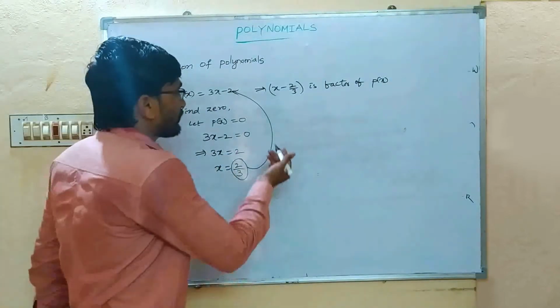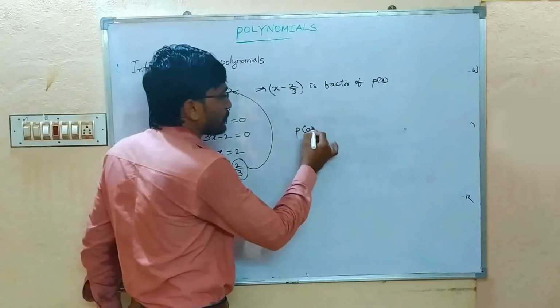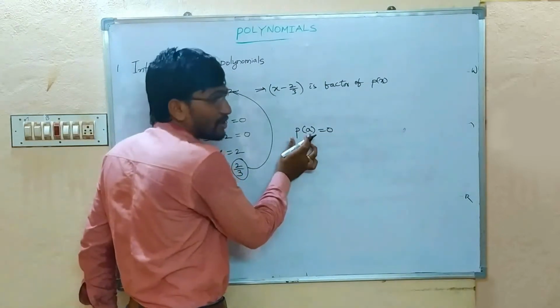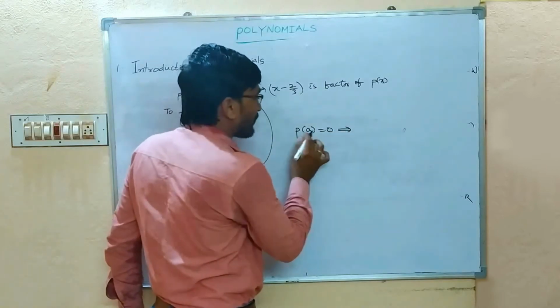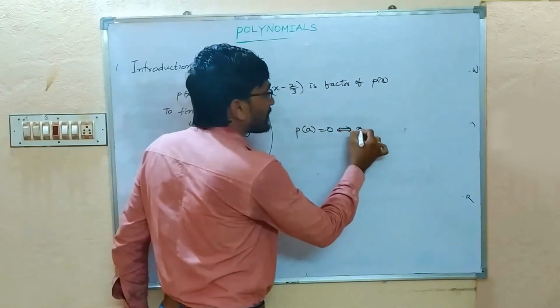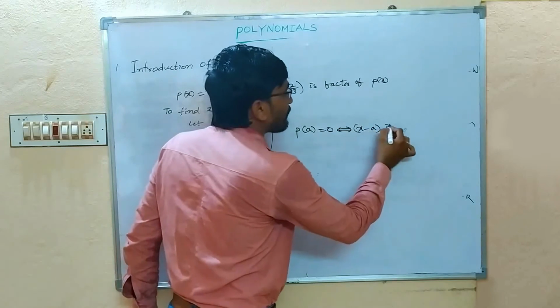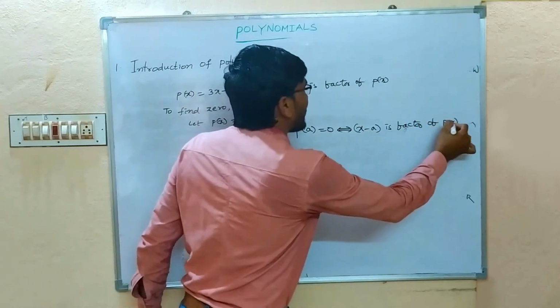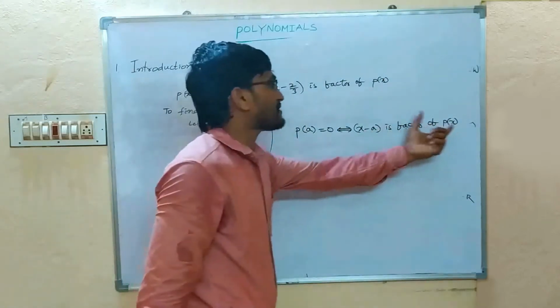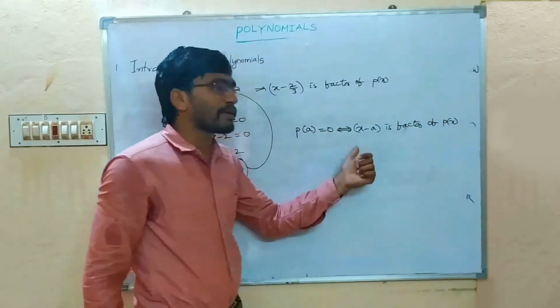Suppose p of a is equal to 0. That means a is called a zero of the polynomial p of x. So if p of a equals 0, then we say that x minus a is a factor of p of x, and vice versa. If x minus a is a factor of p of x, then p of a equals 0.